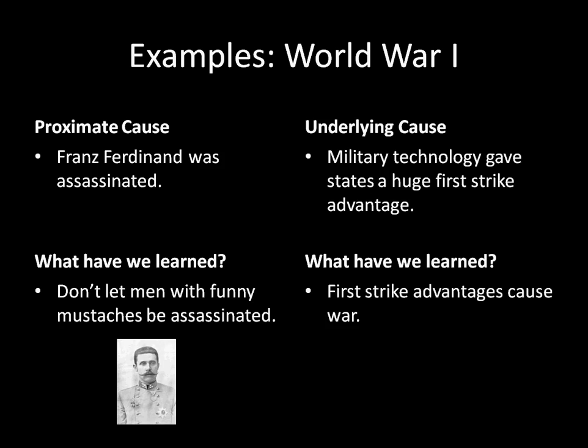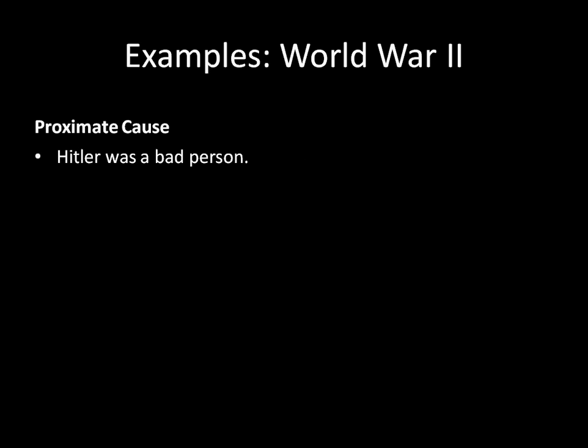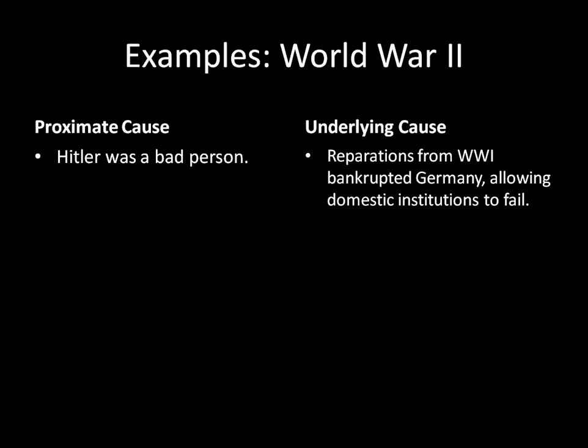On the other side of things, let's talk about World War II here. Proximate cause for World War II is that Hitler was a bad person and he did evil things and wanted to take over the world, and so hey, we got into a world war over it. An underlying explanation is a little bit more complicated, but after World War I, Germany had to pay war reparations to the victors, basically France and Great Britain, for being, quote, responsible, end quote, for the war. Now, these reparations absolutely bankrupted Germany, and this economic chaos caused domestic institutions to fail, essentially for democracy to fail, which in turn led to Hitler coming to power. Had those domestic institutions not failed, Hitler probably never would have made it into power.